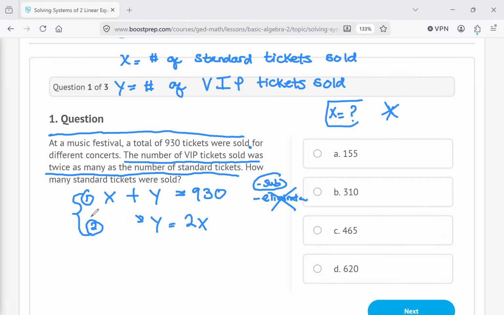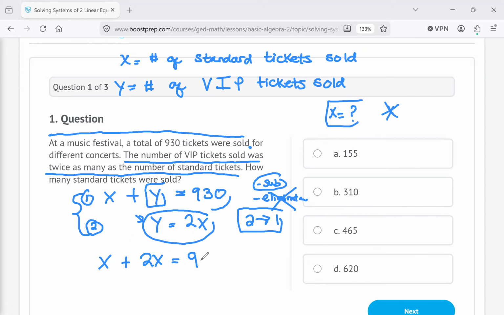So how am I going to do this? Here's equation one. Equation one is x plus y equals 930. Here's equation two, y equals 2x. I'm going to substitute equation two back into equation one, if that makes sense. I know that sounds strange. Well, I'll show you. Imagine this, plug this equation back into equation one. So we are going to use equation one, but we're going to replace y with 2x. So it's going to be x plus, and then I'm going to replace this y with equation two, or 2x, right?